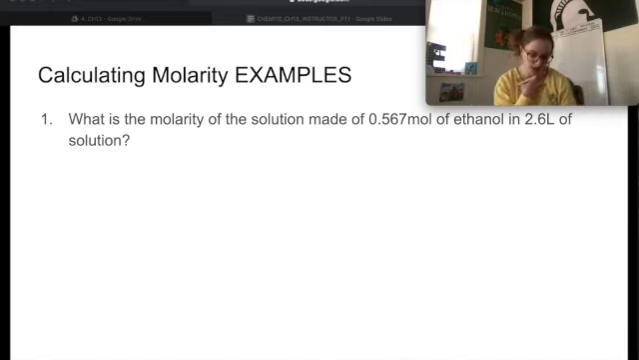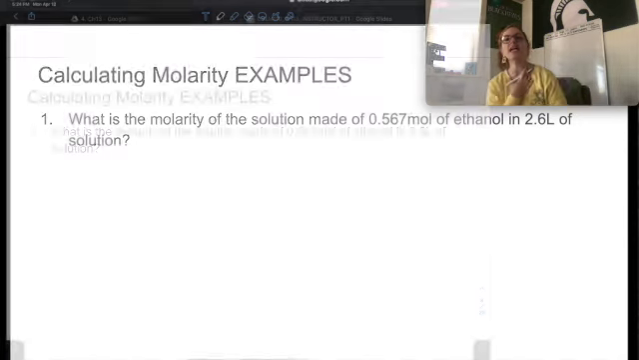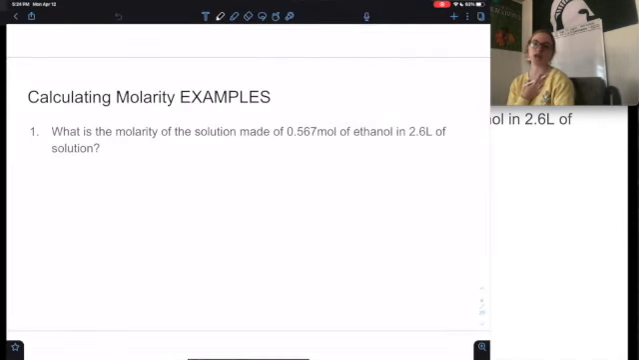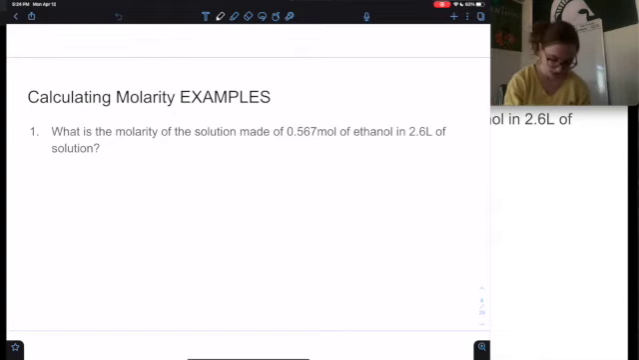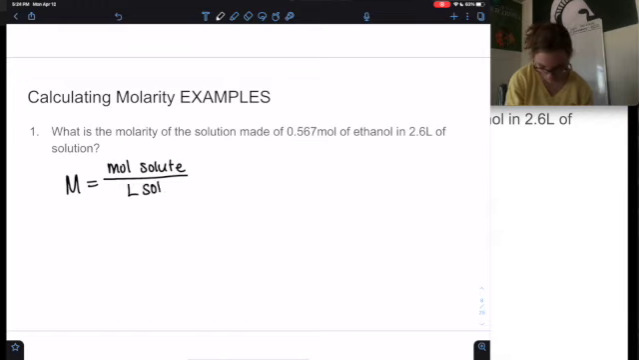We want to know what is the molarity of a solution made up of 0.567 moles of ethanol and 2.6 liters of solution. So let's go ahead and calculate this. Well, we know that molarity is moles of solute divided by liters of solution.